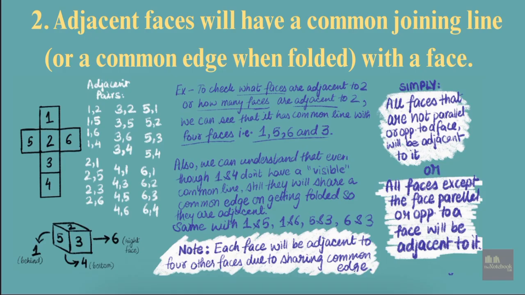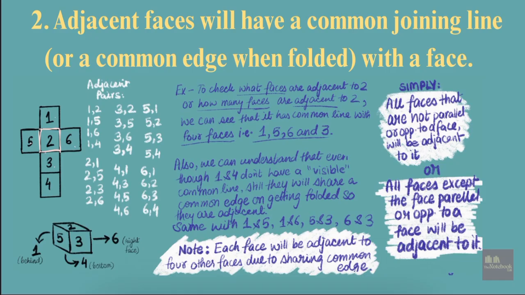First thing to check is what faces are adjacent to one face. You can just see what all has a common line with that face. If I have to see for 2, for example, 1 has a common line with it, 5 has a common line with it, 6 has a common line with it, 3 has a common line with it. So definitely 1, 5, 6 and 3 are adjacent to 2.